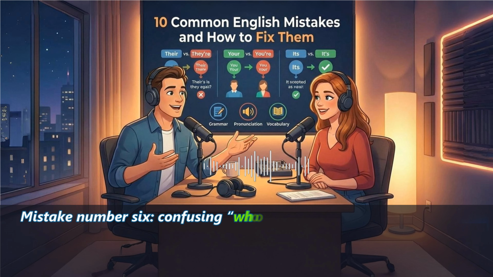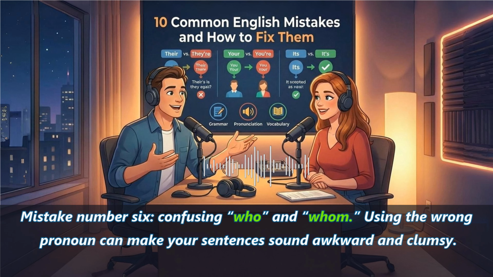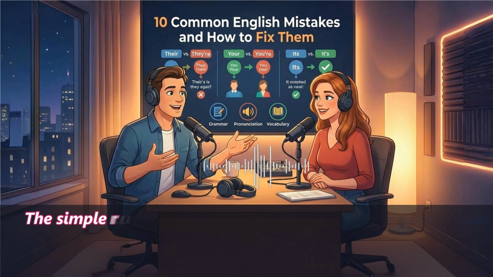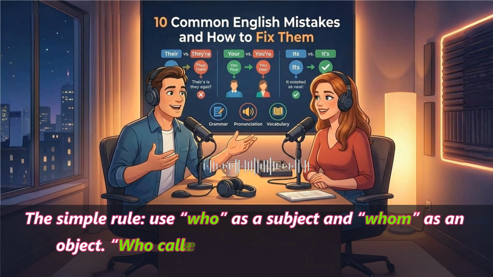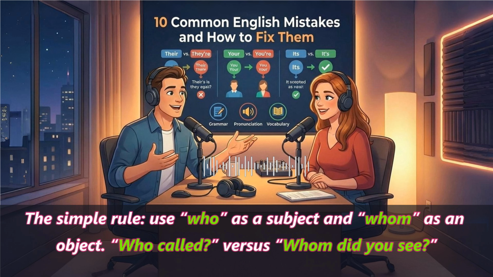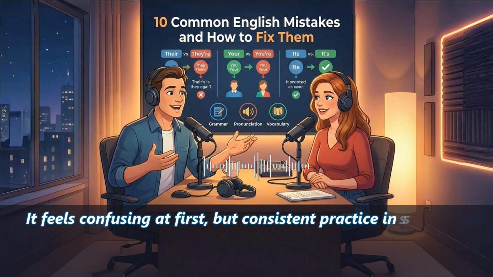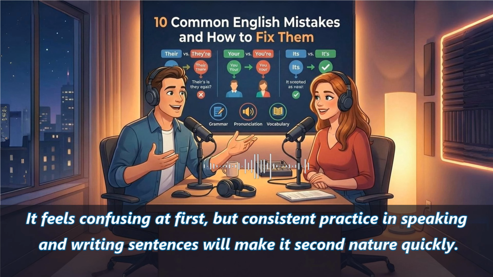Mistake number 6, confusing who and whom. Using the wrong pronoun can make your sentences sound awkward and clumsy. The simple rule: use who as a subject and whom as an object. Who called versus whom did you see? It feels confusing at first, but consistent practice in speaking and writing sentences will make it second nature quickly.